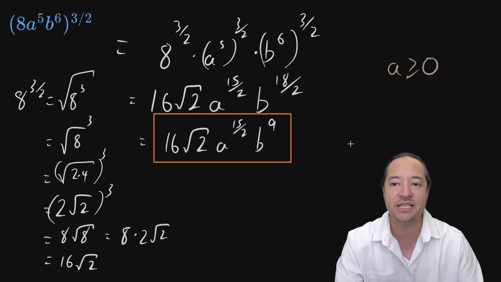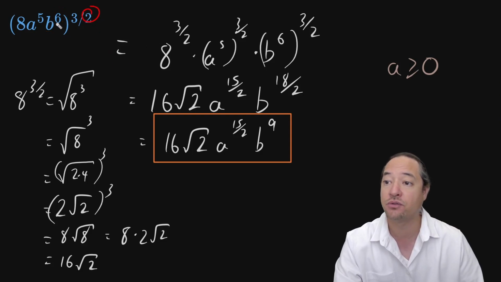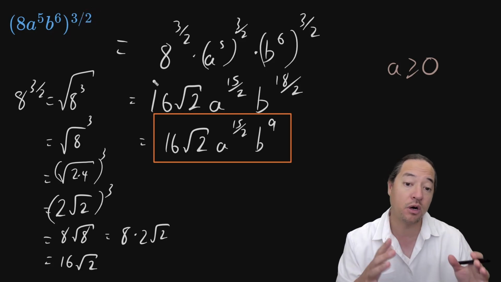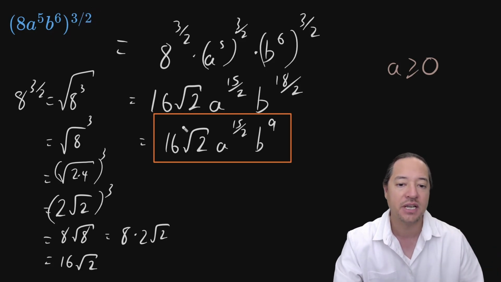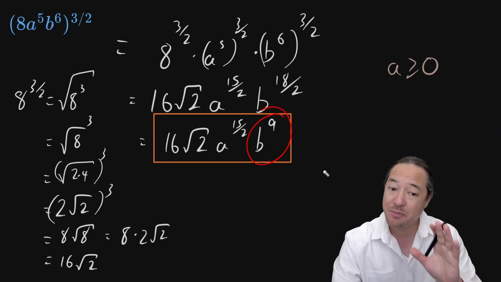Now let's think about b. What happens if b is negative? Well, if b is negative, a negative number raised to an even power will be positive. And so whatever we do after that, if we take the square root of a positive number, we will always get a positive number out. And so it turns out this b to the 9th must always be positive.